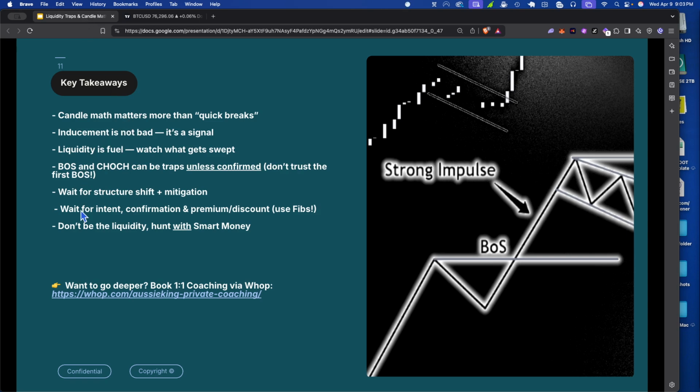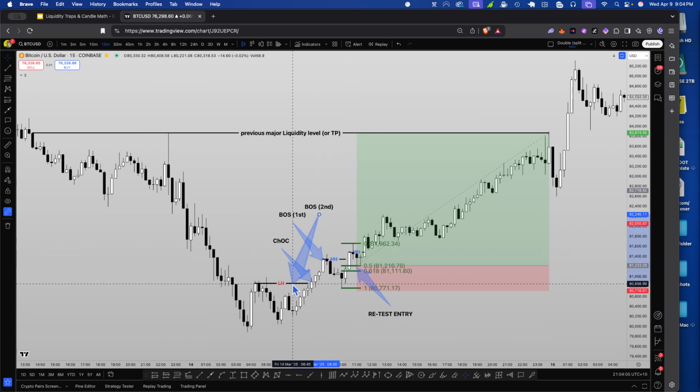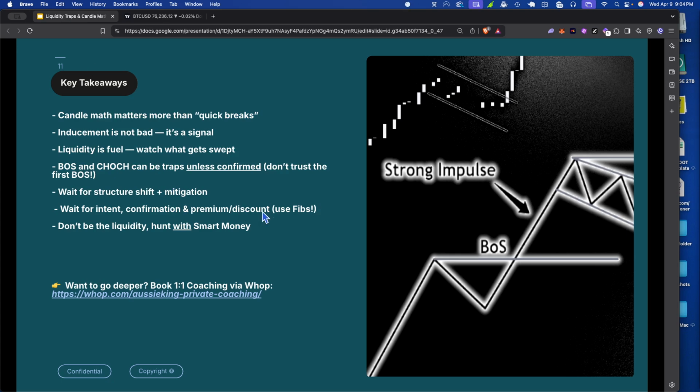And also we want to wait for the intent, the confirmation, and the premium discount all together. This is one picture: intent, confirmation, and premium or discount. Now, do we have intent? Yes, we close nice and high. Look, much higher than the previous. We have intent, we have fib level. We're great, we're good. And then the premium discount, yes, we do. And ultimately, of course, we don't want to be the liquidity. We want to hunt with smart money.